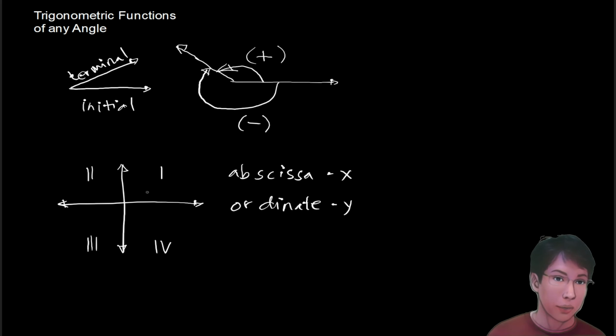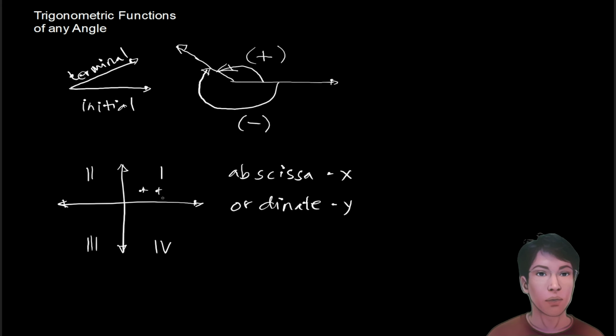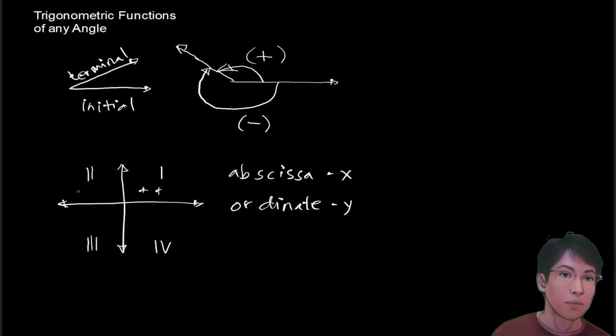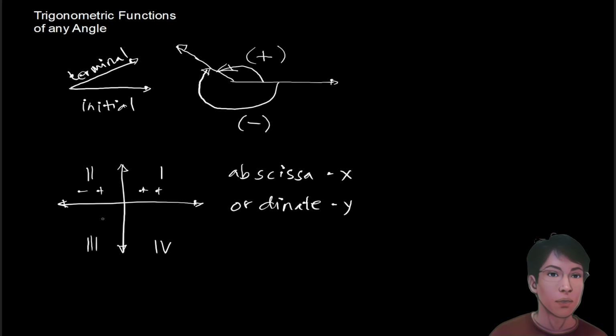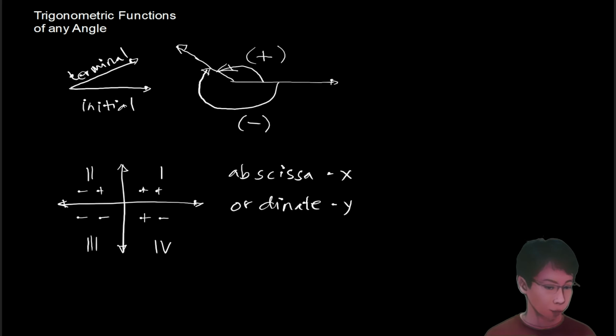We can see that x and y are positive over here. So positive, positive. For the x and y coordinates, this one is negative and then positive. Over here, both are negative. Then this one, positive and then negative. So we always write x first, the x coordinate.